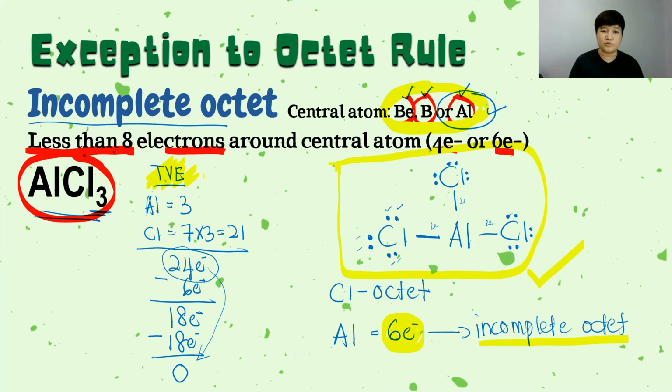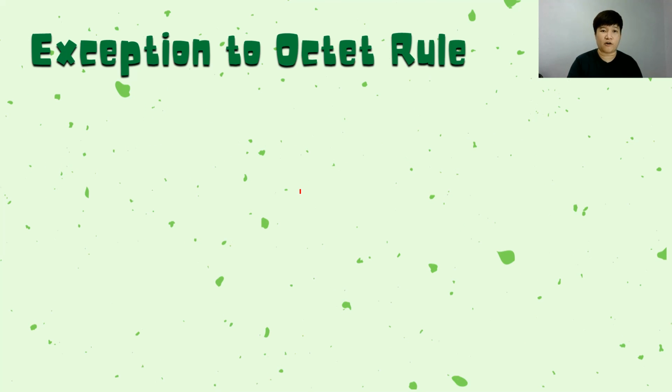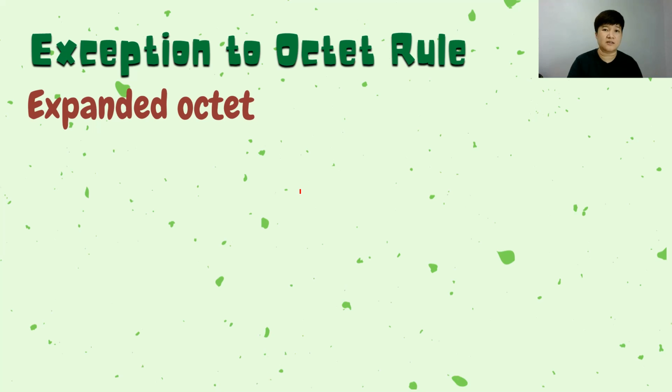Don't make a mistake in your total valence electron, because your entire structure depends on the total valence electron that you calculate. And last but not least, let's go into the last exception of the octet rule, which is your expanded octet.